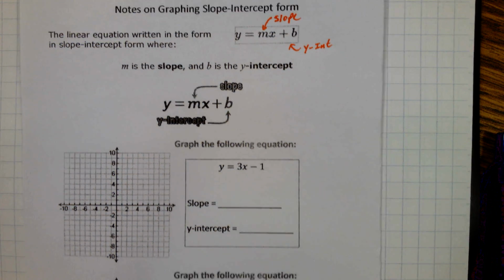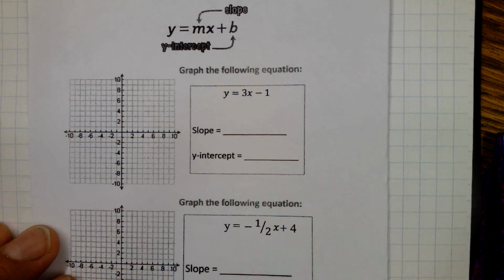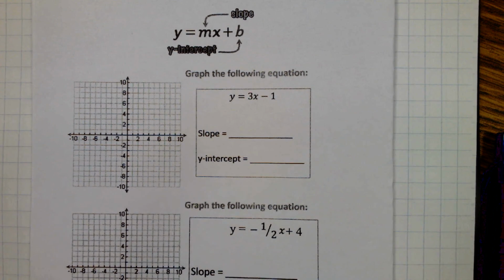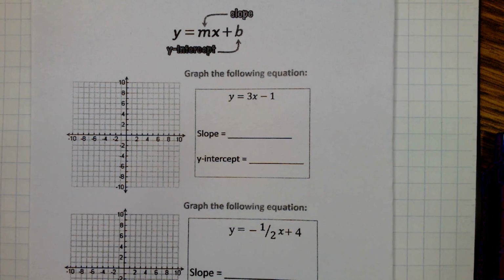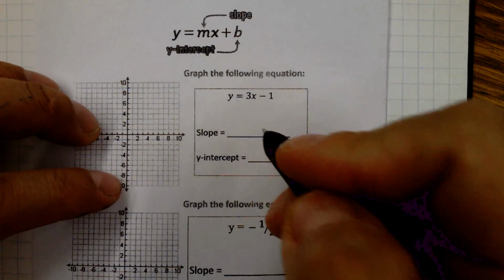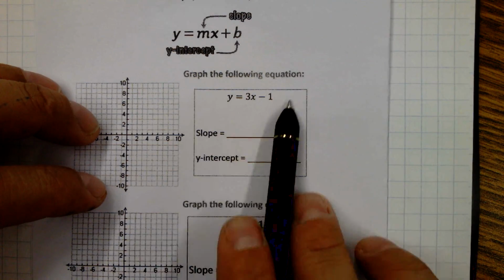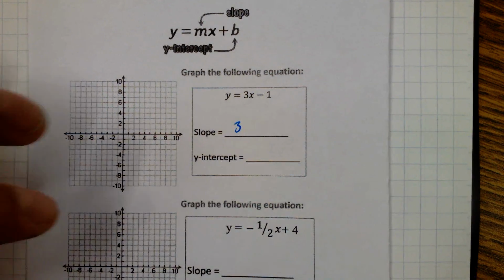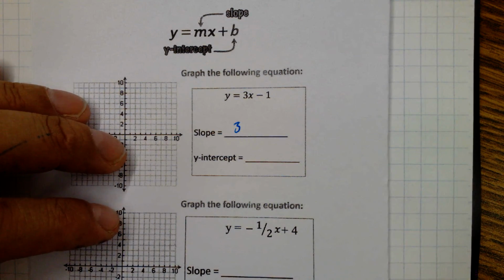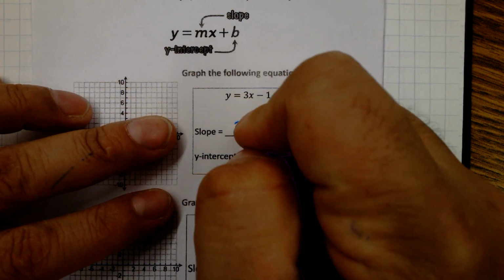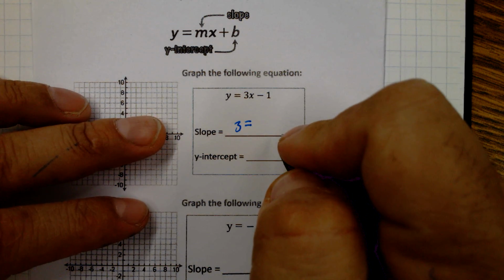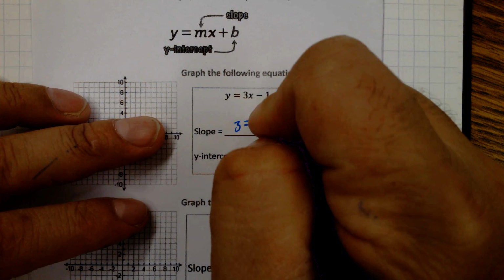Okay? So let's practice that. So we have this equation, y equals 3x minus 1. It's a linear function in slope-intercept form. So let's identify the slope. What's our slope number for this particular equation? 3. For purposes of graphing, if it's a whole number or an integer, we're going to write it as a fraction. So as a fraction, how would we write the number 3? 3 ones, or 3 over 1.